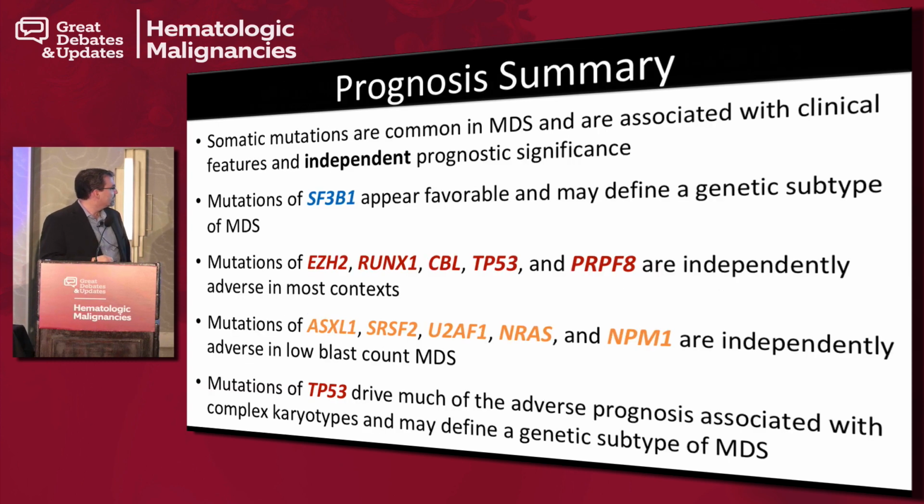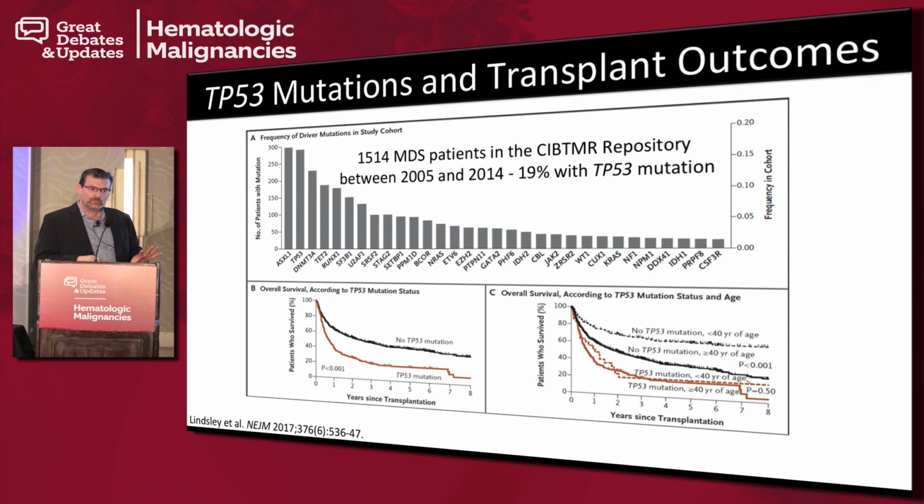So I'll skip the summary slide real quick and just talk about P53 in a couple other contexts where it's predictive of outcomes in the setting of transplantation. A very large study showed that TP53 mutations are associated with a very dismal outcome. Almost all of these patients actually relapse from their disease. And age doesn't seem to be a big factor if you have a TP53 mutation.